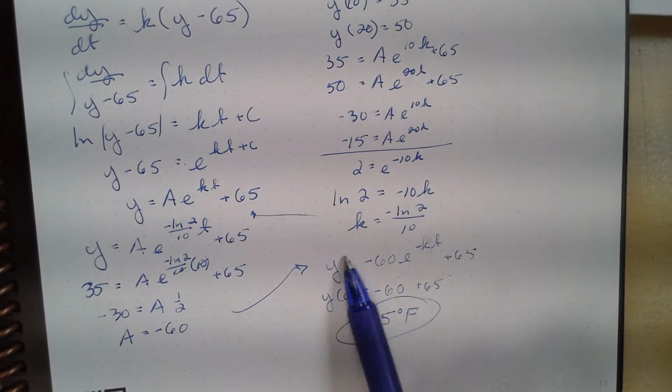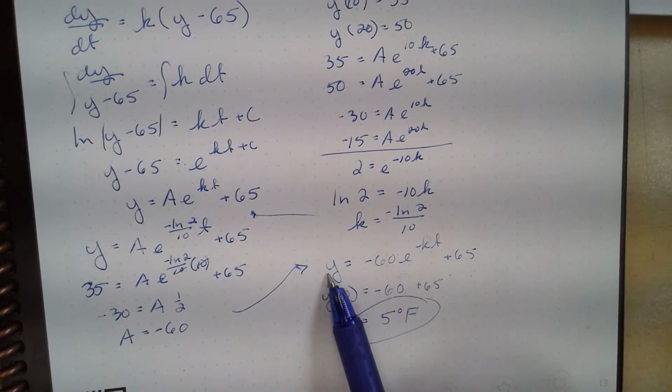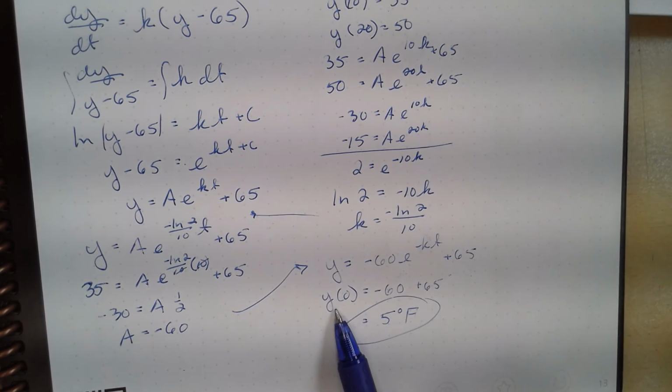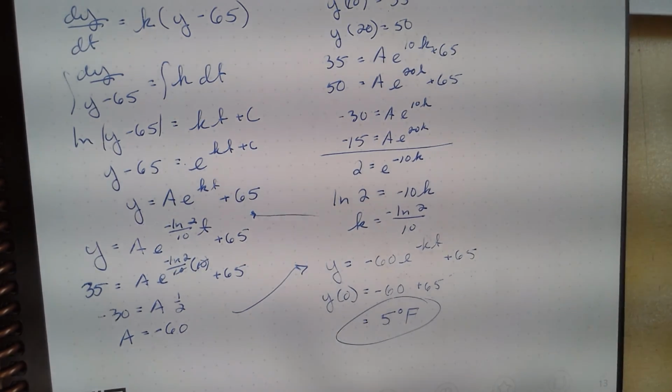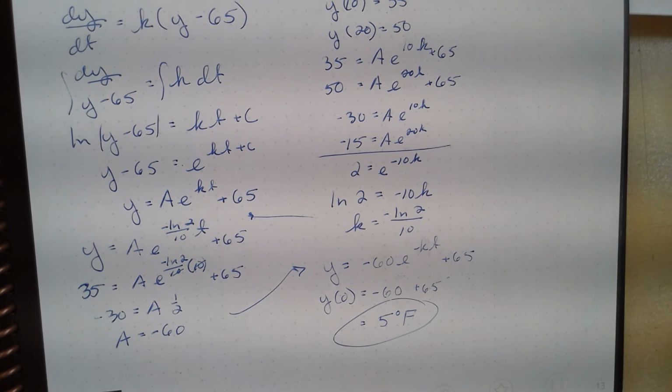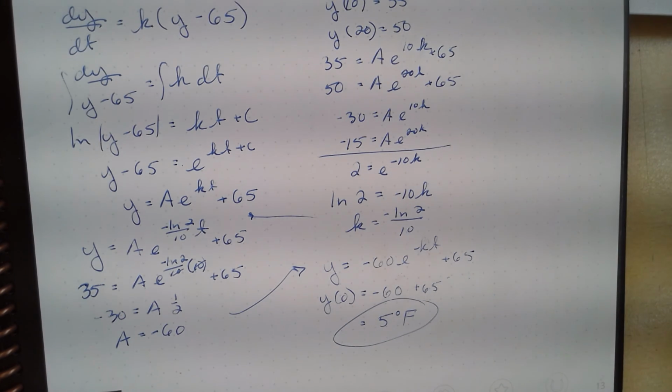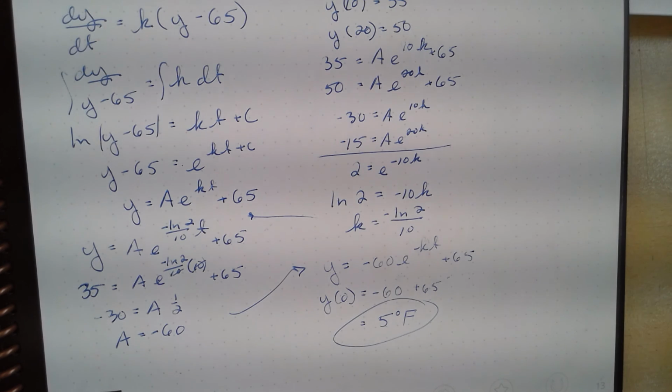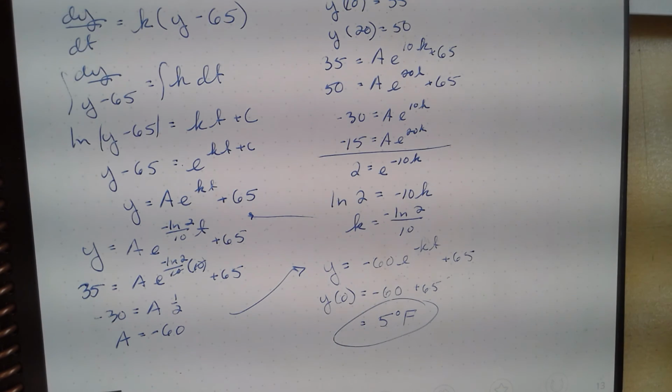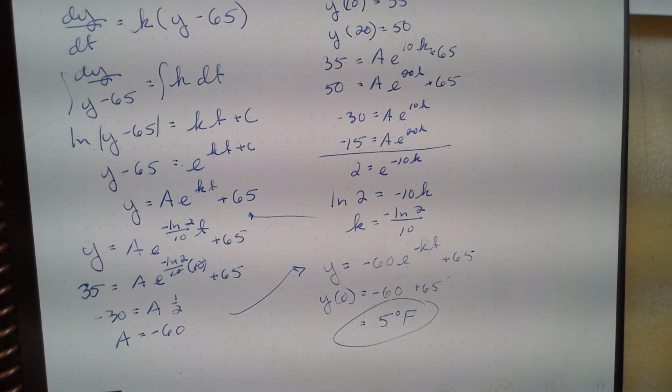So now I need to know, what was the original temperature? Well, I have my y here. I can find y of 0. My original temperature was 5 degrees Fahrenheit, right? It was a frozen coffee drink. It started cold and it got warmer throughout the day.